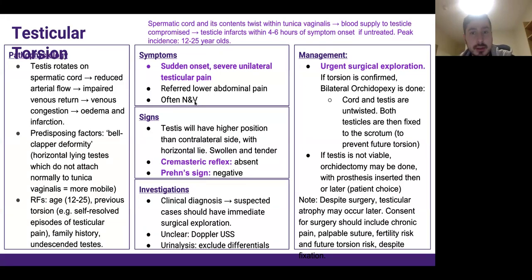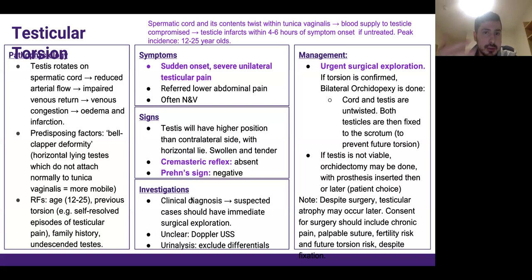So how do they present? Similar to the stem, sudden onset severe unilateral testicular pain. They might also have nausea and vomiting. The testes may lie higher than it would normally, and it might be horizontal instead of vertical. The cremasteric reflex will be negative, as will the Prehn's test. This is a clinical diagnosis.